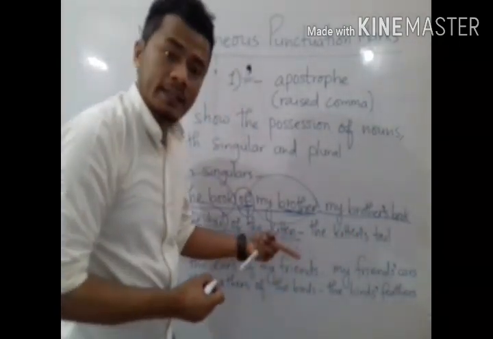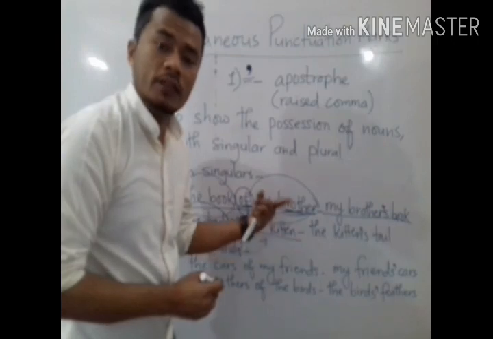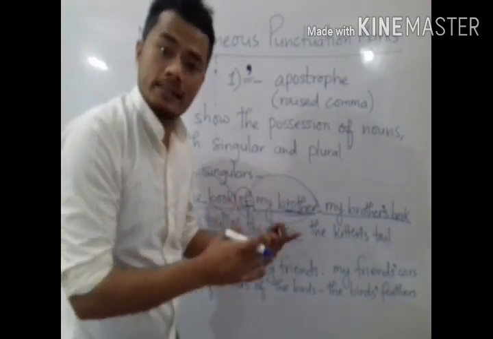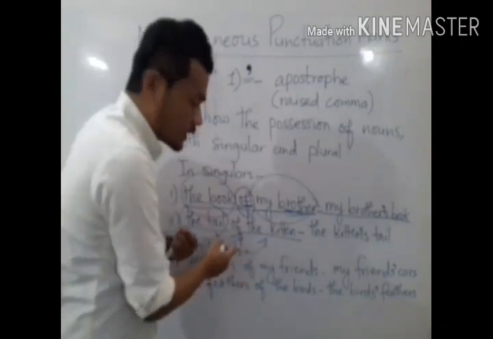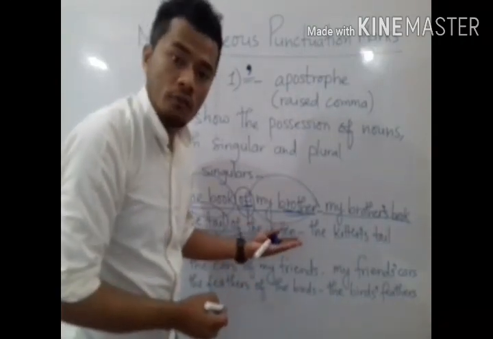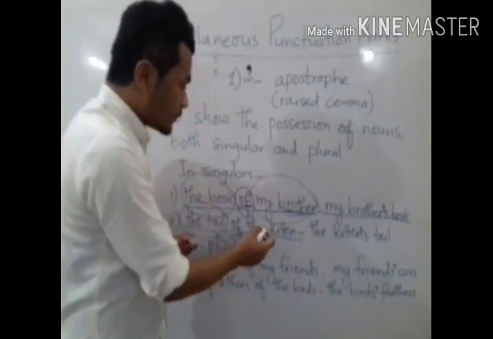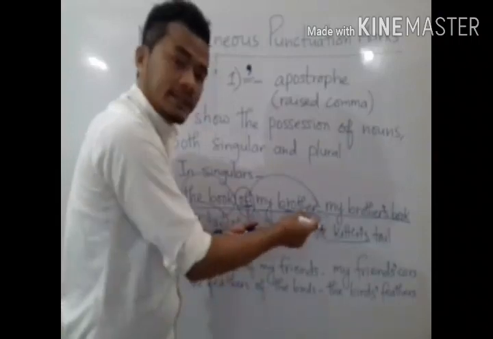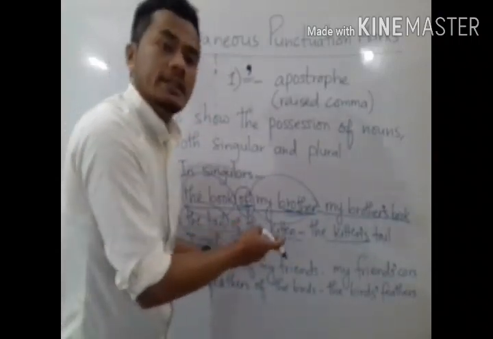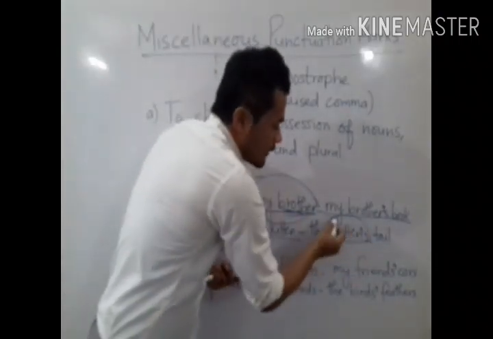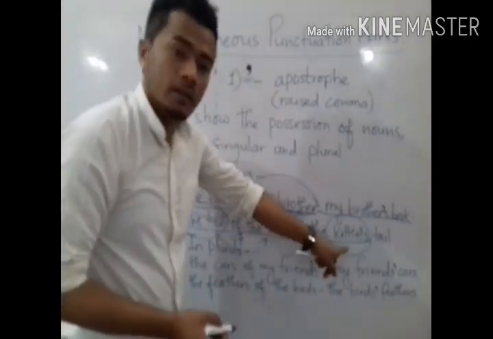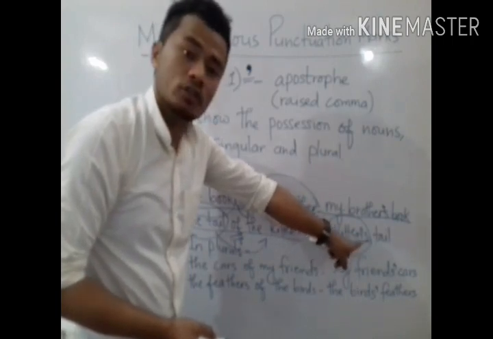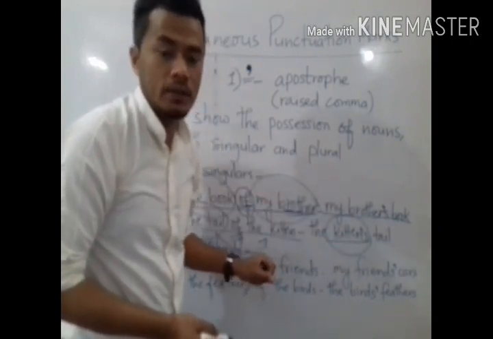In the singular case, if the noun which is possessing something is singular, we have to put apostrophe s in place of of, because we have to remove of from the possessive case. See here, that means I have to write the kitten's tail. The kitten's tail means the tail of the kitten. Here I have shown the possessive case of the noun kitten, the kitten's tail, because kitten apostrophe s, because here kitten is singular.